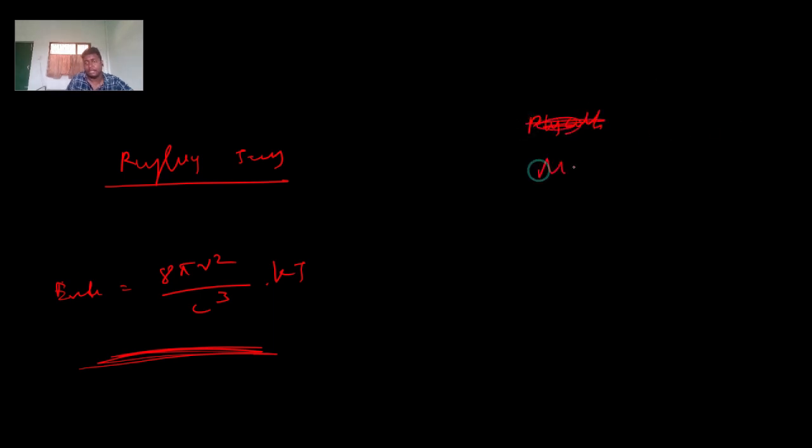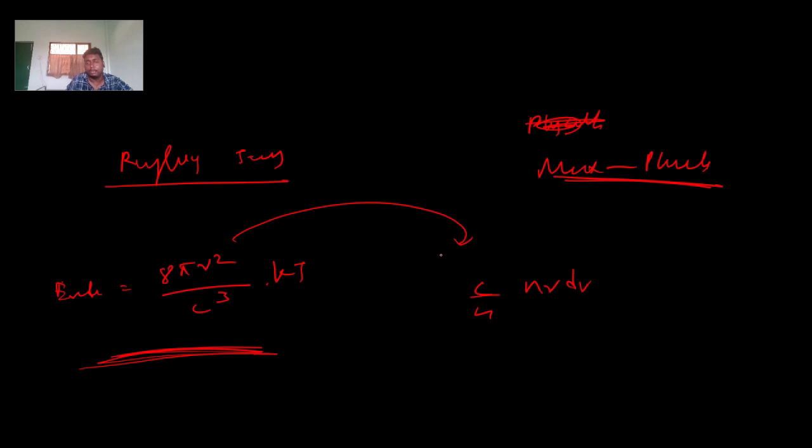for Rayleigh-Jeans the energy density formula was 8 pi nu square by c cube into kT into d nu for the range d nu, and for Planck, I'm just showing the terms that are affiliated with each condition. For Max Planck, it was just c by 4 n nu d nu, and this n nu term was, before, only the n nu term. So this one just came like h nu by e to the power h nu by kT minus 1.